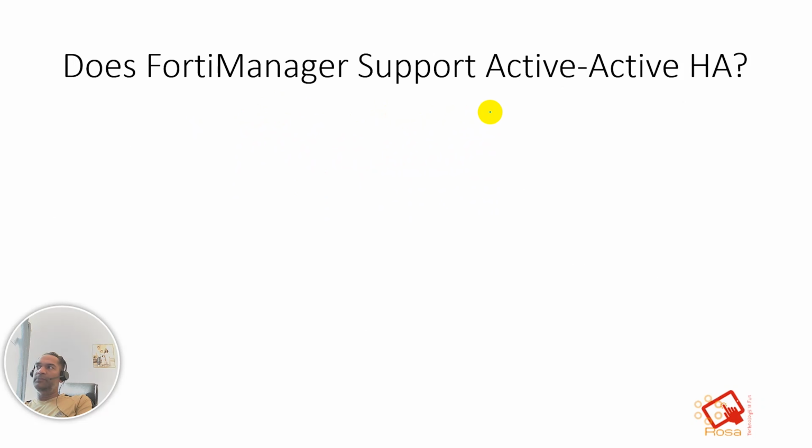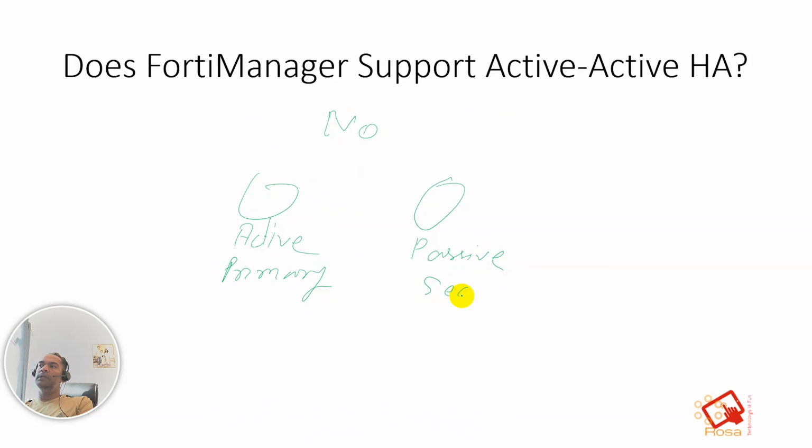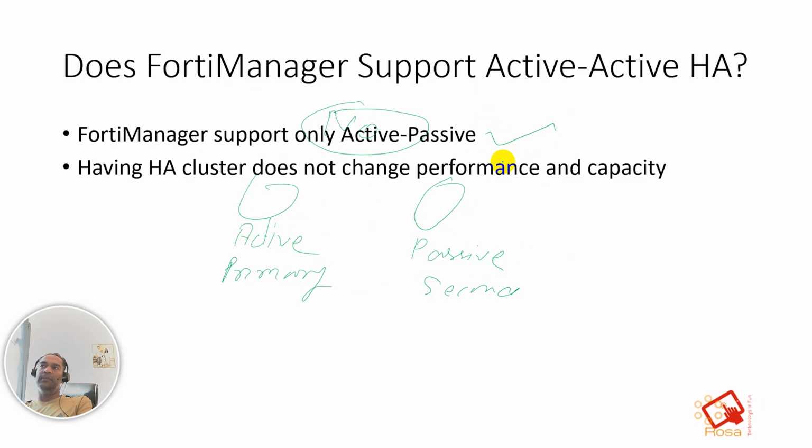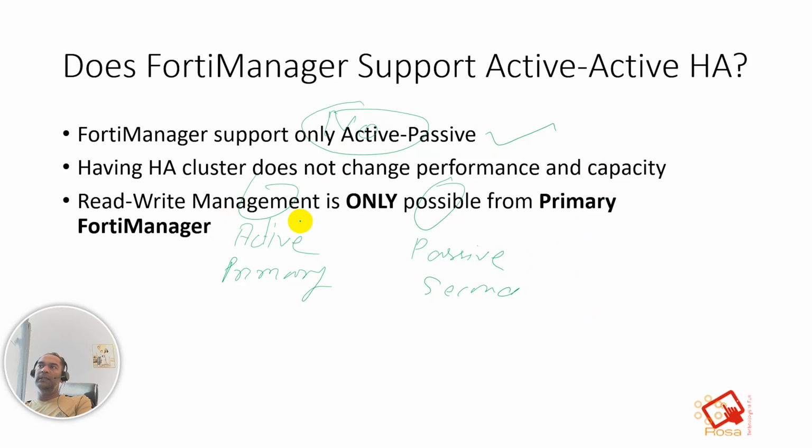Does FortiManager support active HA? No. The answer is no. Why no? Because FortiManager only supports active passive, or you can call it primary secondary. So does FortiManager support active HA? The answer is no. Only active passive. FortiManager supports only active passive. Having an HA cluster does not change performance and capacity. Read-write management is only possible from the primary FortiManager.